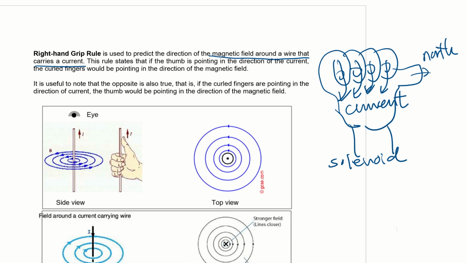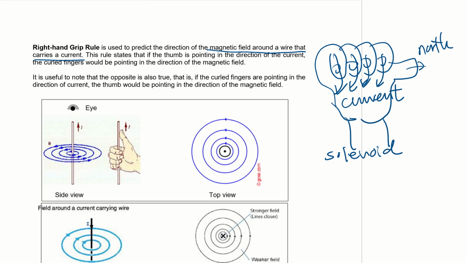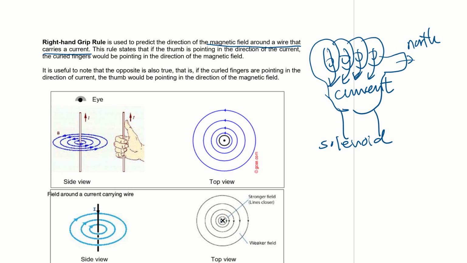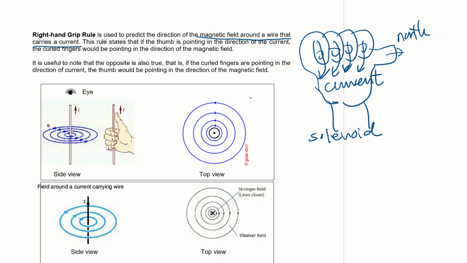So for a straight wire, it is different. The direction of the thumb represents current. Compare this with the direction of north in a solenoid when you're using the right-hand grip rule. For a straight wire, the thumb represents the direction of current and the fingers represent the direction of the magnetic field.